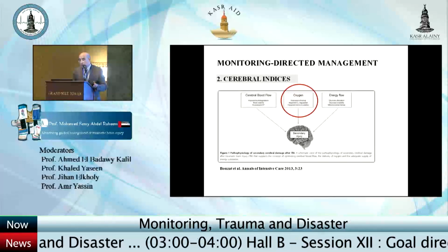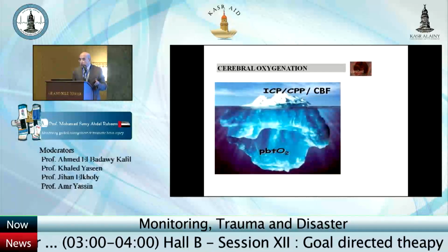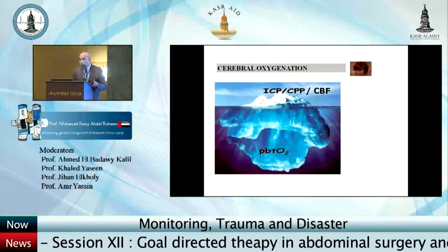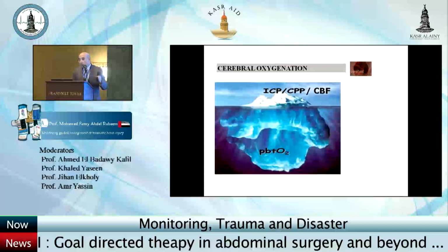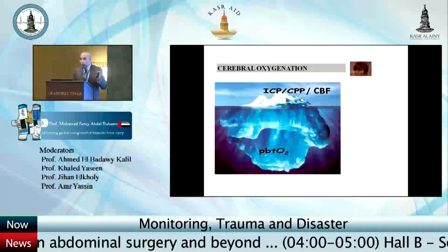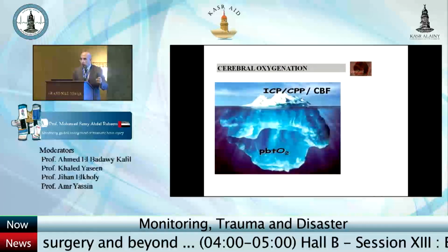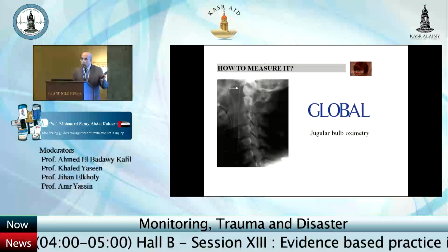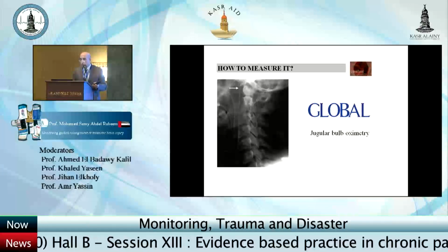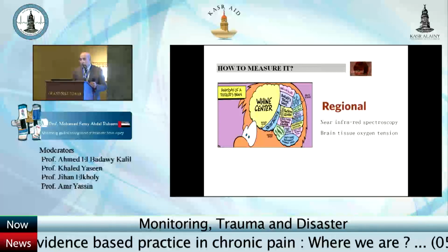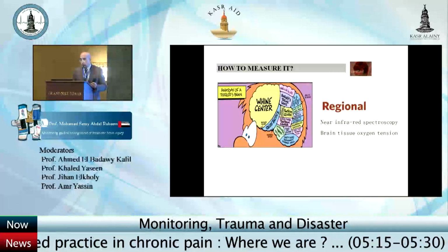Does it carry enough oxygen? So cerebral oxygenation is another parameter that we need to monitor. Whether ICP, CPP, and cerebral blood flow are optimal, this is only the tip of the iceberg. The most important is the brain tissue oxygenation itself. We can measure this globally within the whole brain region by jugular bulb oximetry, but regionally it might differ. That's why we can use near-infrared spectroscopy or brain tissue oxygen tension.